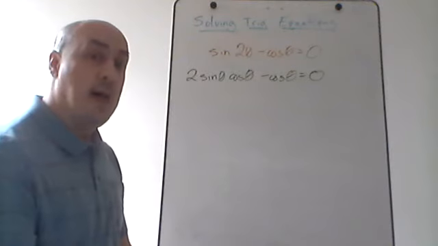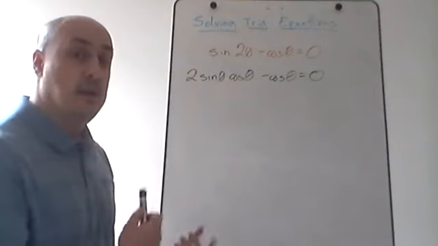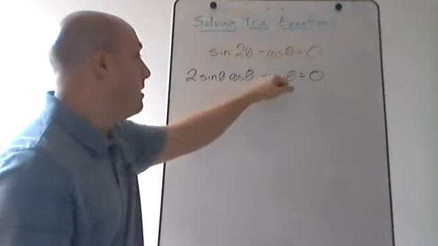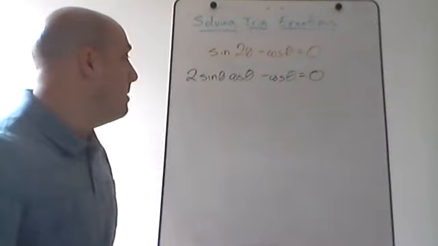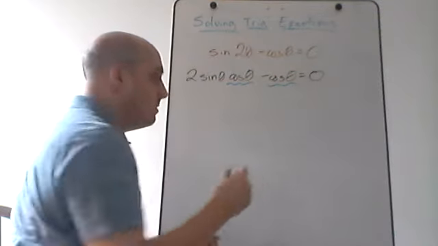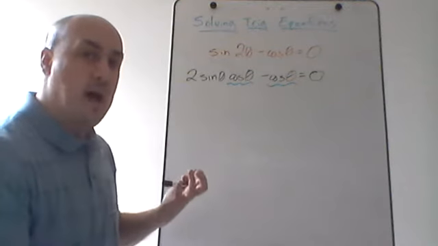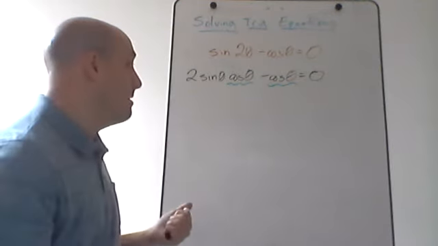But that does allow us to do something else, and I actually did an example similar to this in one of the videos that I did previously, where we have two terms here, and these two terms do have something in common, right? They both contain a cosine theta. So what I can do here is factor out that common factor of cosine theta.